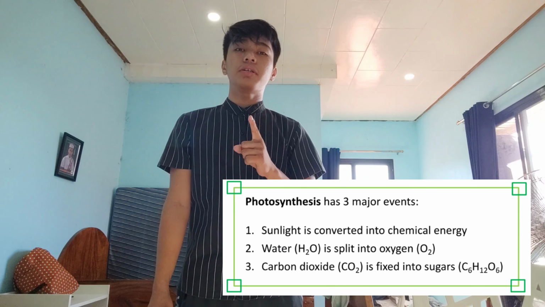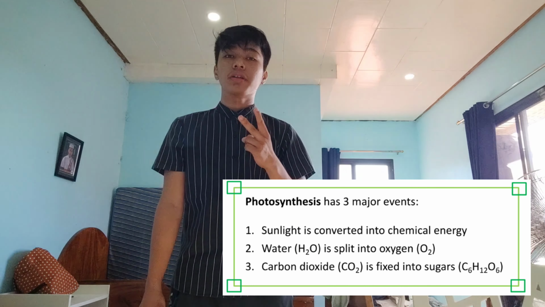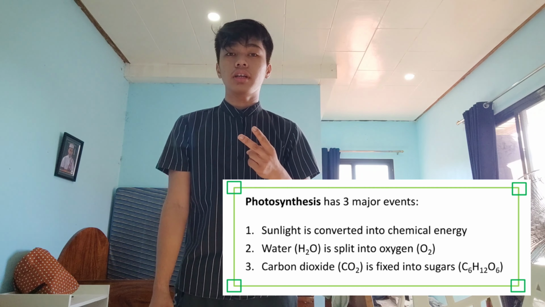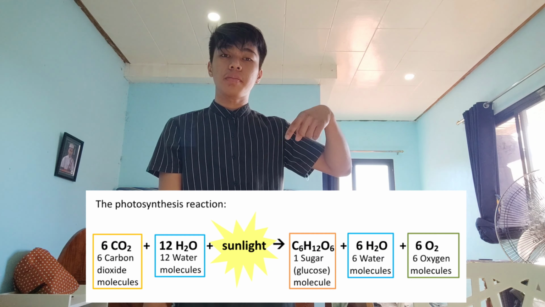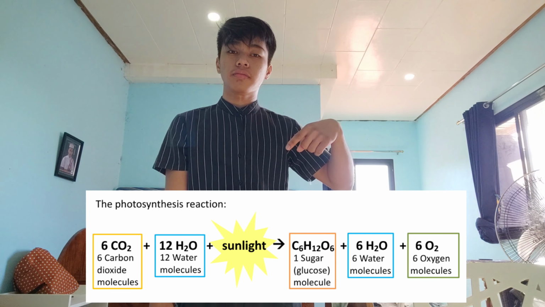Photosynthesis has three major events. First, sunlight is converted into chemical energy. Two, water is split into oxygen. And three, carbon dioxide is fixed into sugars. This is the chemical formula for the photosynthesis reaction.